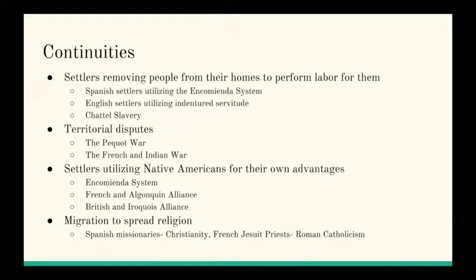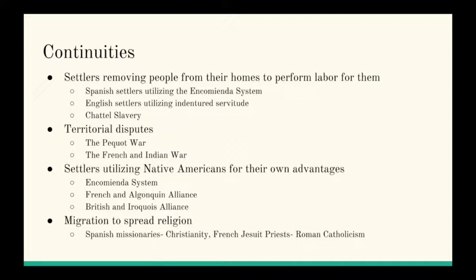For example, we have the Spanish settlers utilizing the encomienda system, the English settlers using indentured servitude, and we have chattel slavery as well. We see a continuation of territorial disputes. For example, we have the Pequot War, which was the natives fighting back against English settlers going onto their land, essentially, and we have the French and Indian War, which is over the dominance of the fur trade in the different areas that they were migrating to.